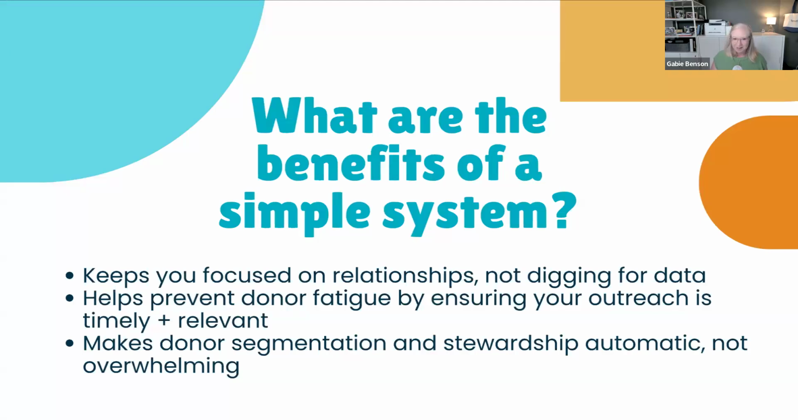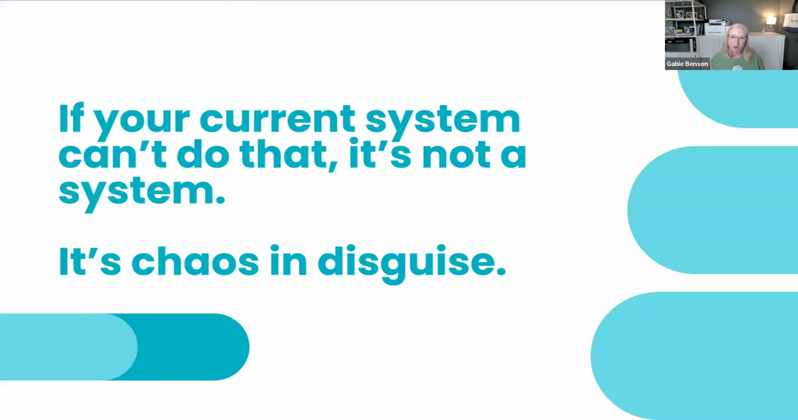It helps prevent donor fatigue by ensuring your outreach is timely and relevant because you've been tracking all of those engagement things we talked about already. And it makes your donor segmentation and stewardship automatic and not overwhelming. Imagine being able to pull a list of lapsed donors for your fall campaign in under 60 seconds, or knowing instantly who hasn't received a thank you in the last month. Your current system can't do that. It's not a system, it's just chaos in disguise.